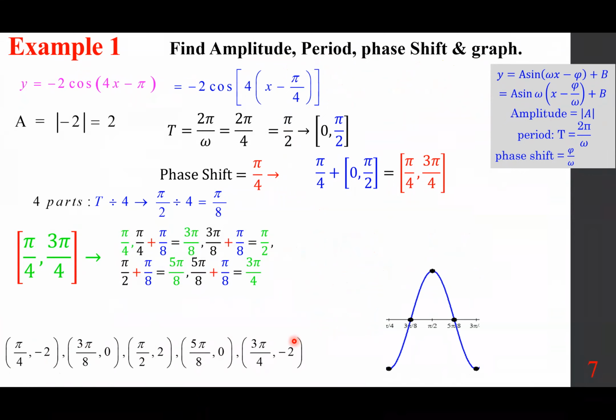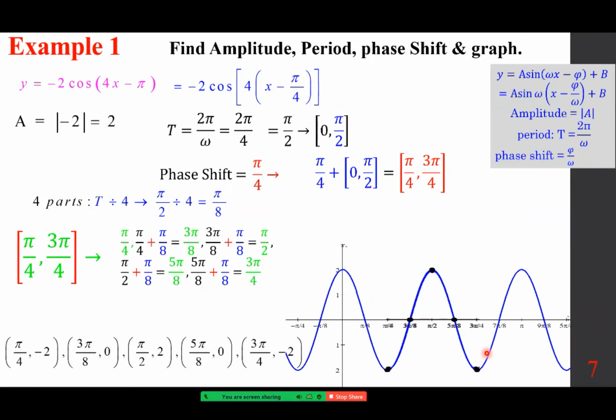We continue indefinitely. Notice this point at pi over 4. This one is at 3 pi over 4. And you continue indefinitely on both sides. So I want to make sure that we can read this.